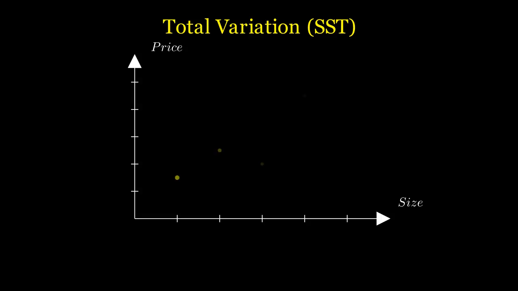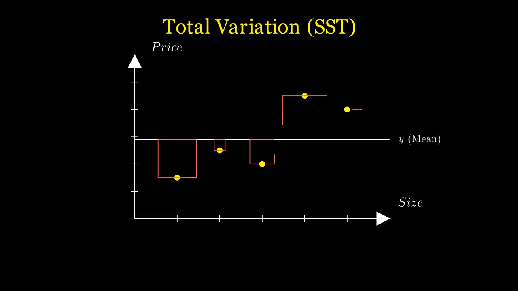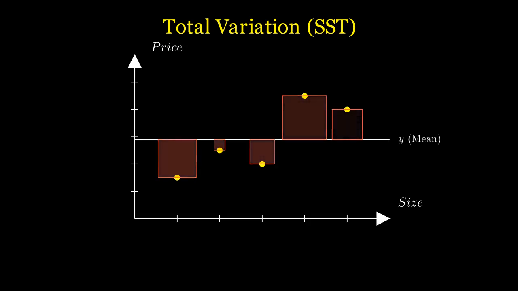If we had no information about the size, and someone asked us to predict the price of a random house, our best statistical guess would be the average price of all houses. This horizontal line represents the mean, or y-bar. The distance from each data point to this mean line represents the total variation in our data. In statistics, we square these distances to create areas, the sum of squares total, or SST. This is the uncertainty we start with.